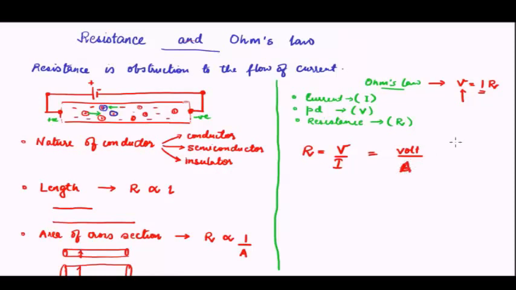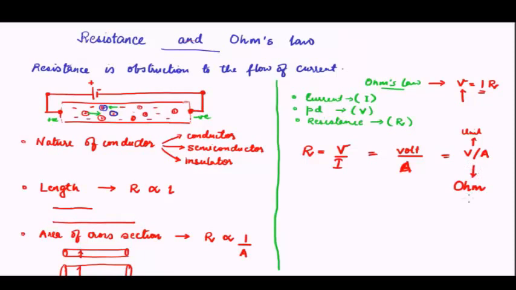Okay, so resistance, the unit of resistance is volt per ampere. This unit is in terms of the properties that define resistance, but this volt per ampere is alternatively written as ohm, O-H-M. Okay, so the more popular unit for resistance is ohm, but ohm is exactly the same as volt per ampere.